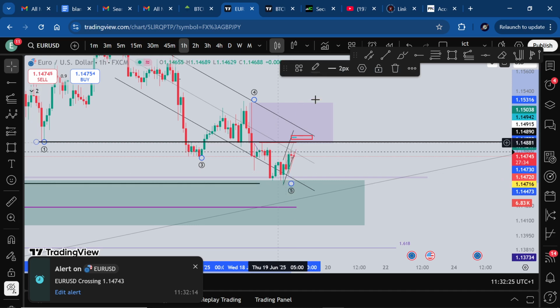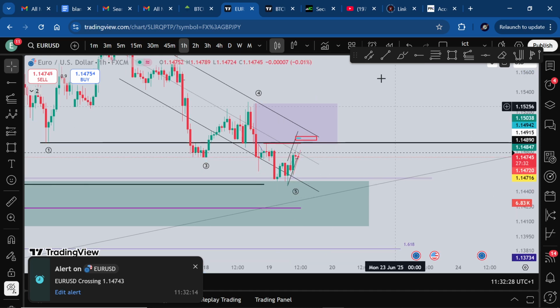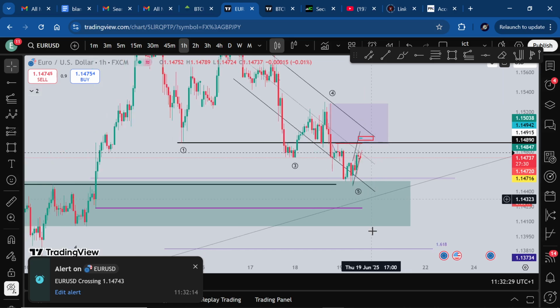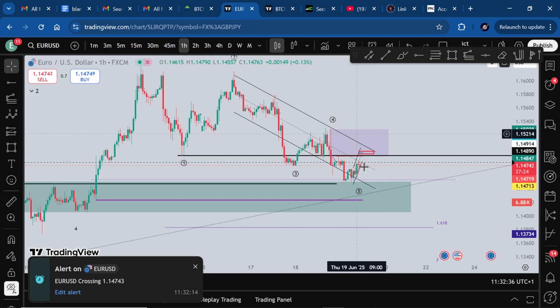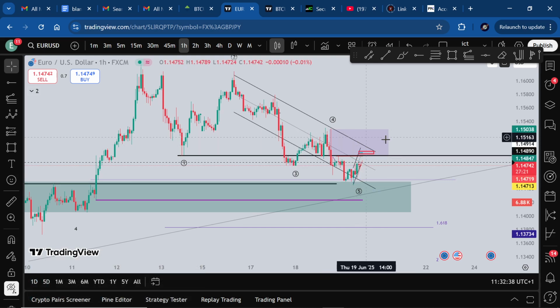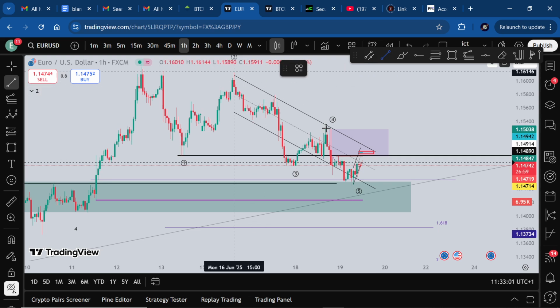Okay, so potentially we have a diagonal here, but at the end of the day, all I am looking for on this pair, Euro USD, is some sort of turnaround in this area, some form of distribution in this area to take price even lower. This whole thing here could all be an A or a W or a 1. Yeah, 1, 2, 3, 4, 5 in a diagonal. Let me just get rid of this and show you the diagonal.